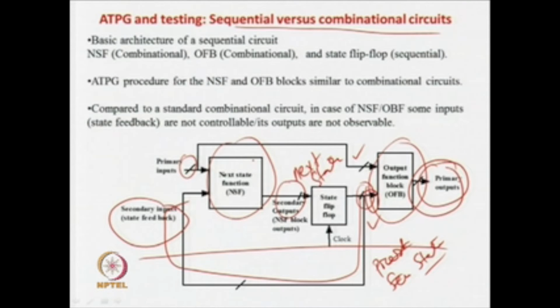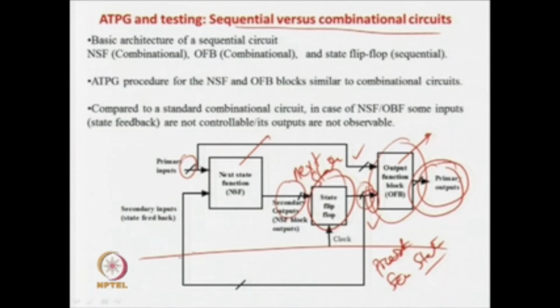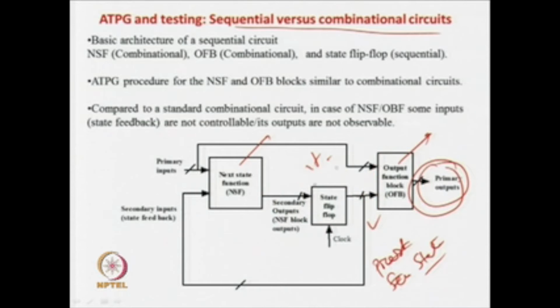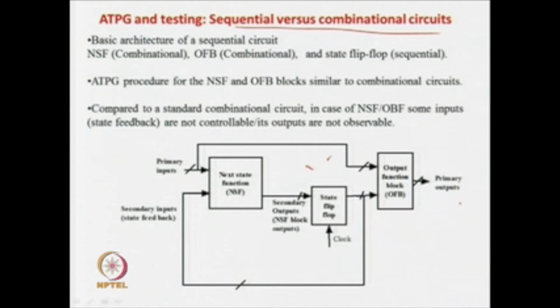If you look at this carefully, we have three main blocks: the next state function block, the state flip flops, and the output function block. Among them, the next state function block and the output function block are combinational circuit blocks, and the state flip flops are sequential circuit blocks. From the sequential circuit block diagram, you can see the combinational blocks, so you could do ATPG using the D algorithm or whatever we have learned, but there is a small problem here.